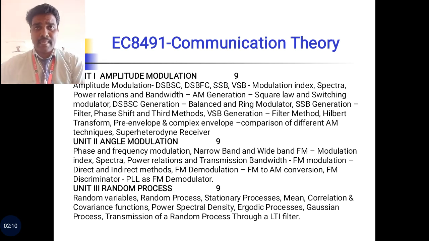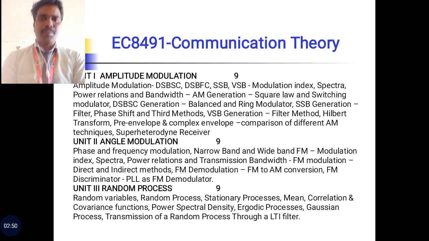Unit 2 title is angle modulation. So what is angle modulation? The combination of frequency modulation and phase modulation is called angle modulation. What is frequency modulation? What is phase modulation? Frequency modulation means the frequency parameter is variable, and phase modulation means the phase parameter is variable. Apart from that, we will discuss the types of FM. What is narrowband FM? What is wideband FM? How to generate narrowband FM? How to generate wideband FM? How to analyze wideband FM signals? And finally, we will discuss FM generation types, the direct and indirect methods, and finally demodulation of FM signals.